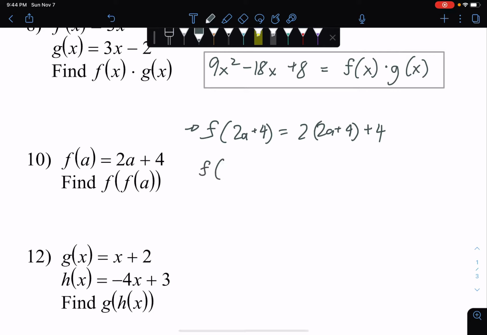So f of 2a plus 4 is equivalent to, note that these are the same, alright? What we have inside the f of a is literally 2a plus 4, so it's the same. I hope that is well clarified already. Let's simplify this part. 4a plus 8 plus 4, which is basically 12. And yeah, this is our final answer.